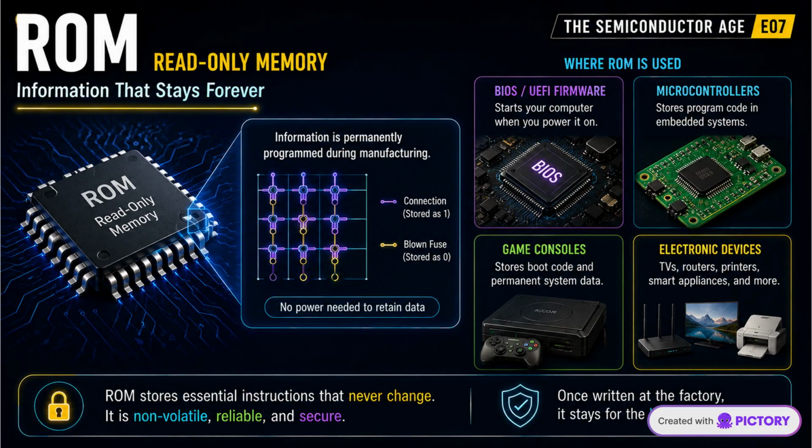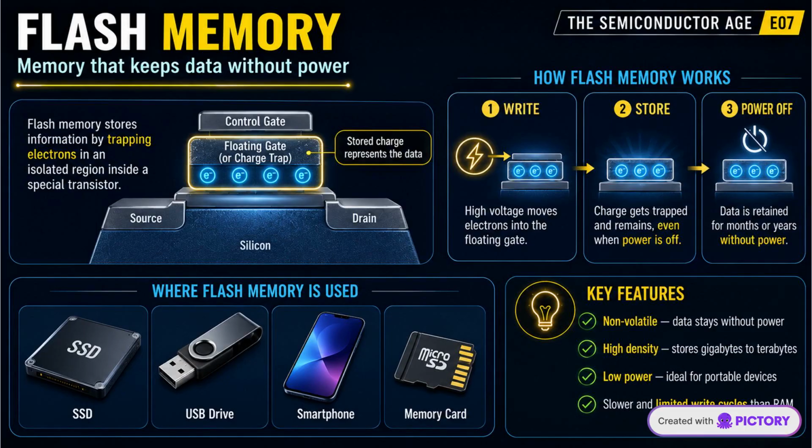ROM, or read-only memory, is designed to preserve information without continuous power. It is commonly associated with firmware and instructions that a device needs to start or operate. Although modern systems often use programmable forms of non-volatile memory, the fundamental idea remains the same: essential information survives when the power is removed.